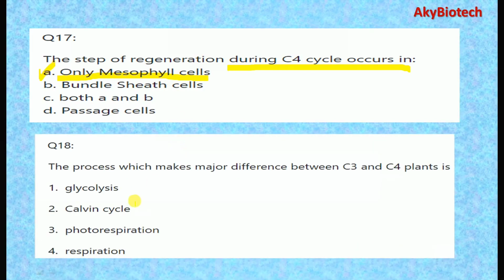Then number 18. The process which makes a major difference between the C3 and the C4 plants. The major difference between the C3 and the C4 plants is photorespiration.